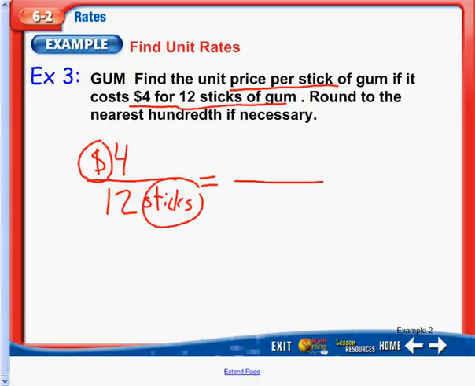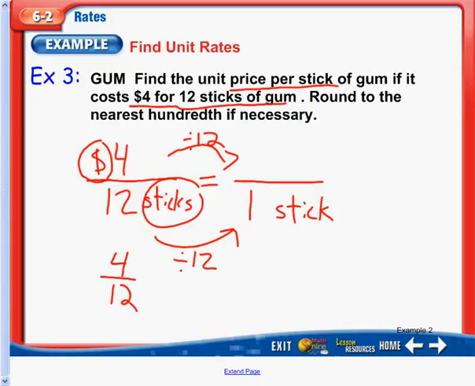Now we want to find the price per 1 stick. So between 12 and 1, again we divided by 12. Over here on top, we divide by 12. So now we're looking at 4 12ths. And once I write that out that way, we do see that both the top and bottom can be divided by 4 to give us 1 over 3. And so our answer here is 1/3 dollar. But you'll never hear anyone say it's 1/3 dollar. So we have to convert this into a decimal.